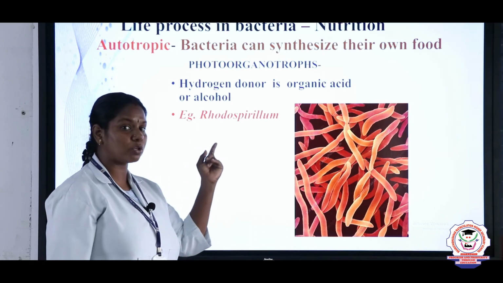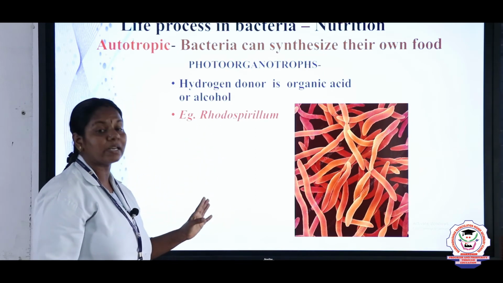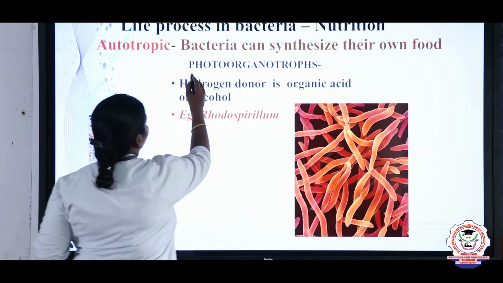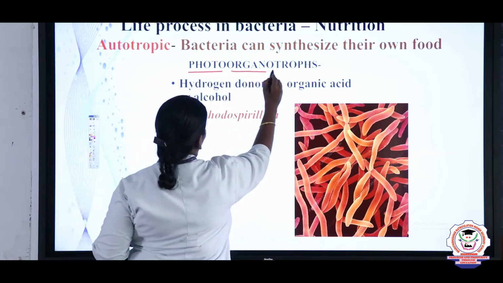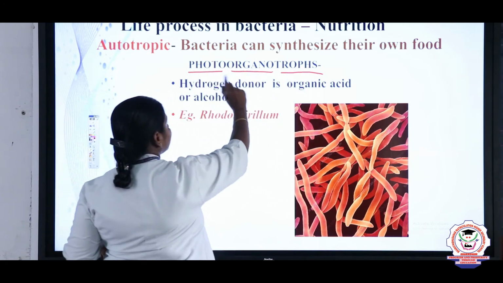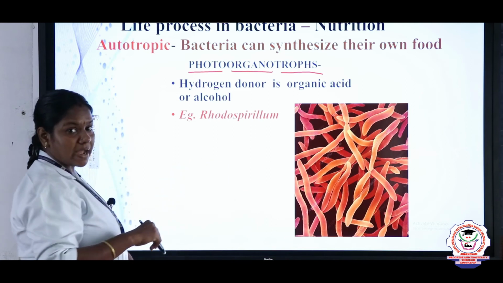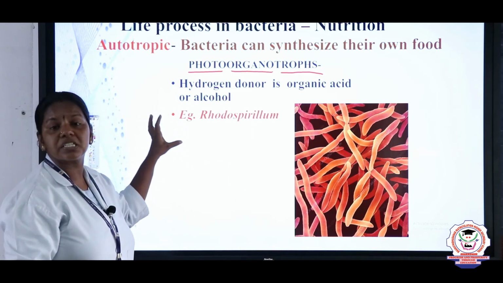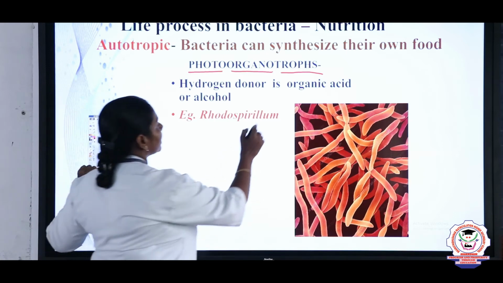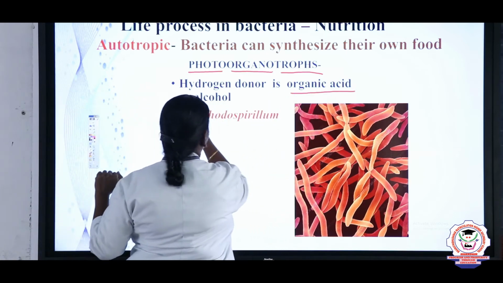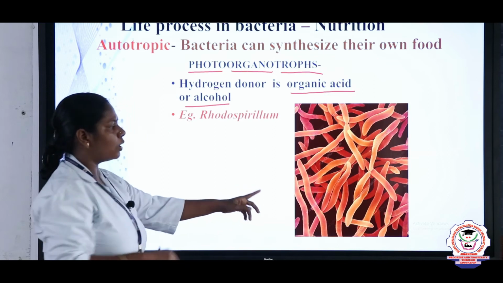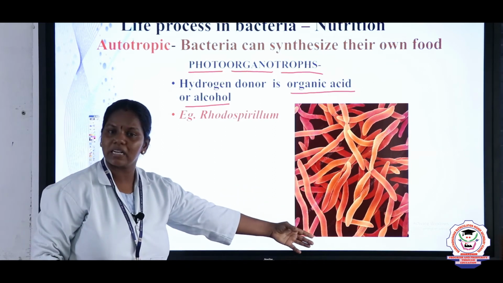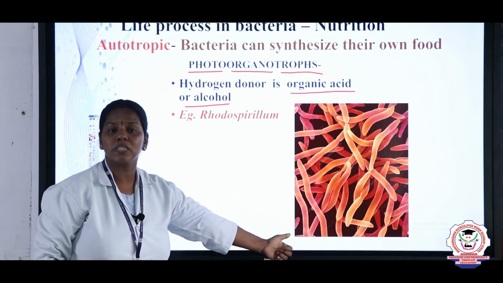First we discussed the photolithotrophs, and now we are going to study the photoorganotrophs. That is with the help of light and organic matter. They can synthesize their own food, and here the hydrogen donor is organic acid or ethanol. An example for this is Rhodospirillum, a spiral shaped bacteria.